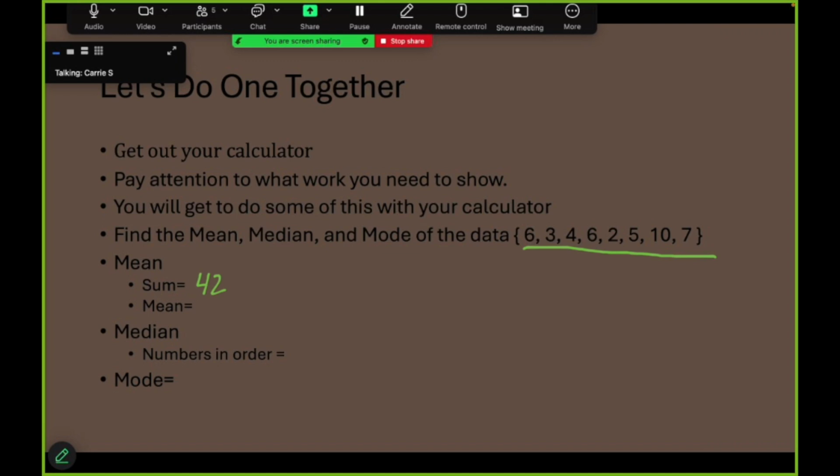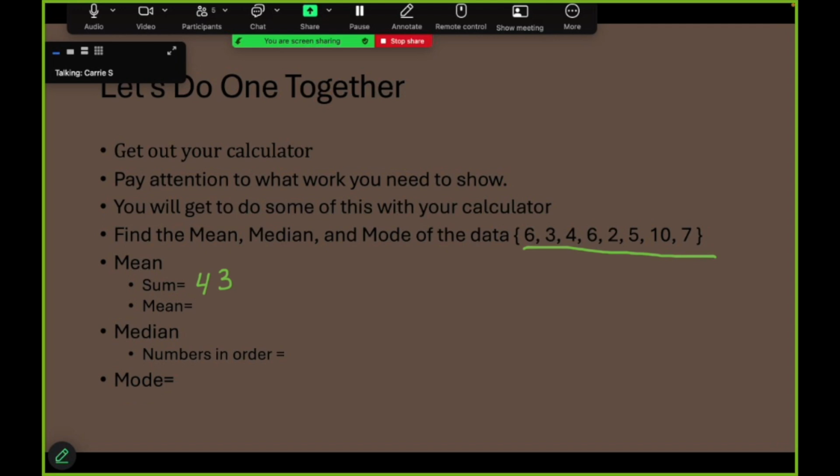I got 43. All right. We're gonna go with 43. Okay. What's the mode mean again? Oh, we'll go with that one in just a minute, but I'll just briefly say it rhymes with most. Mode, most. And we'll do that one together in just a second.